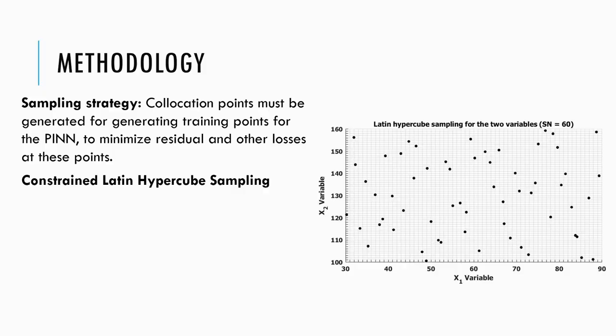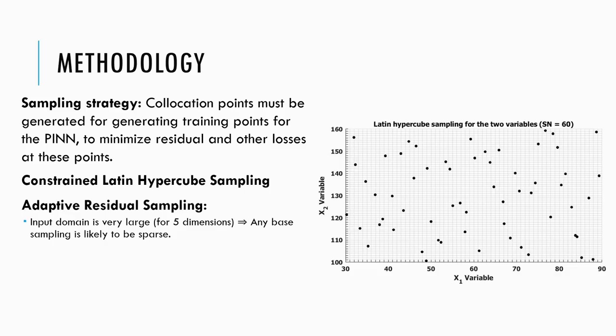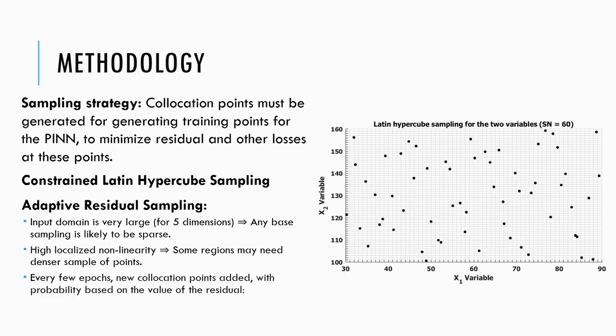The sampling strategy involves collocation point generation using constrained Latin hypercube sampling, an example of which is shown on the right. This is followed by an adaptive residual sampling. This is because the input domain is very large and the sampling is sparse, and there are regions of high local nonlinearity. Therefore, every few epochs we add new collocation points with probability based on the local residual.